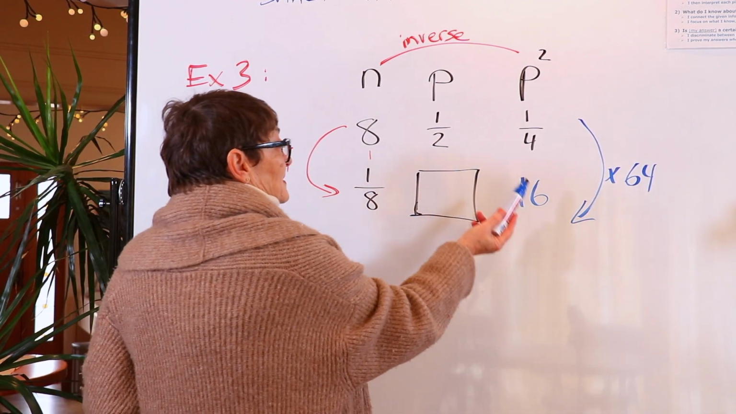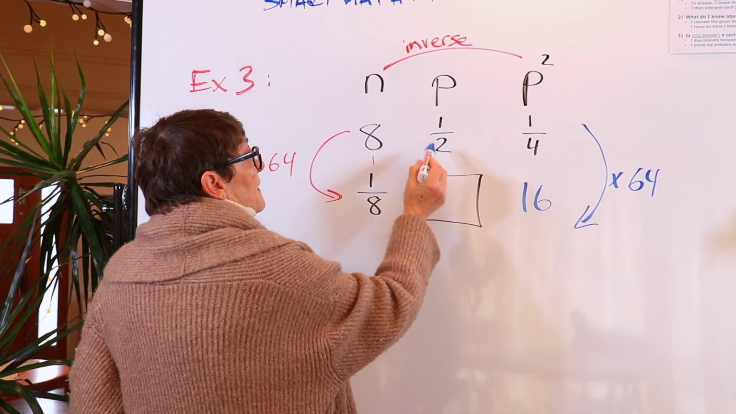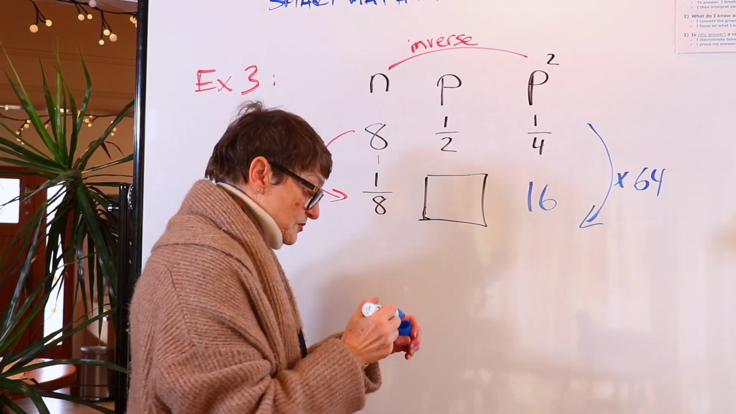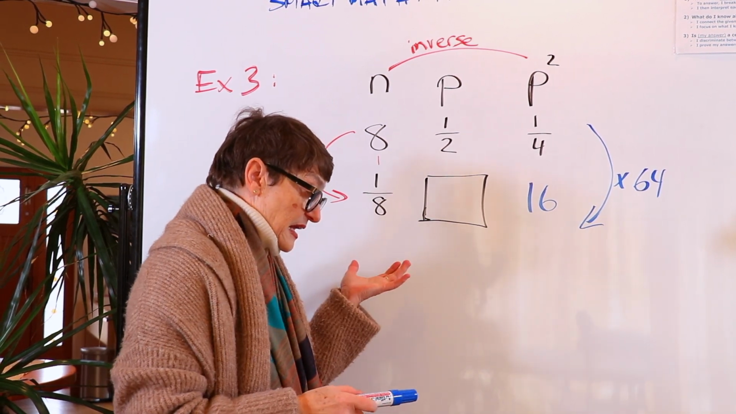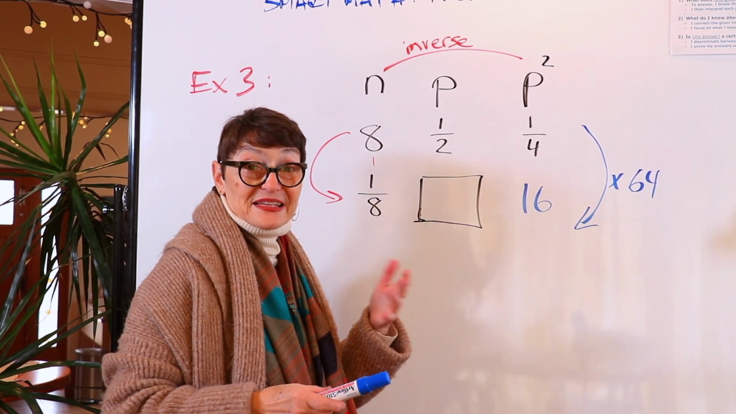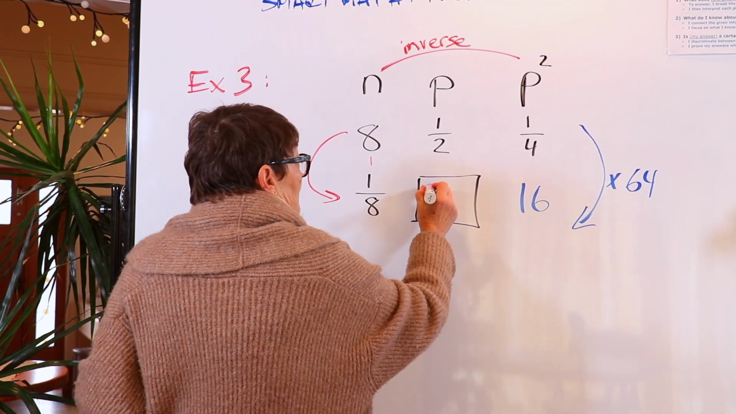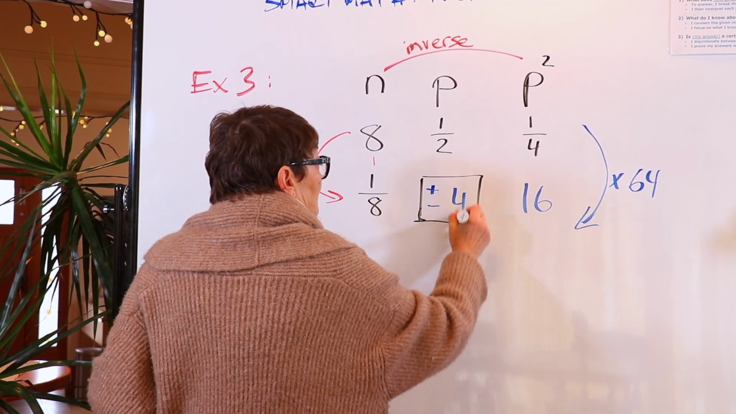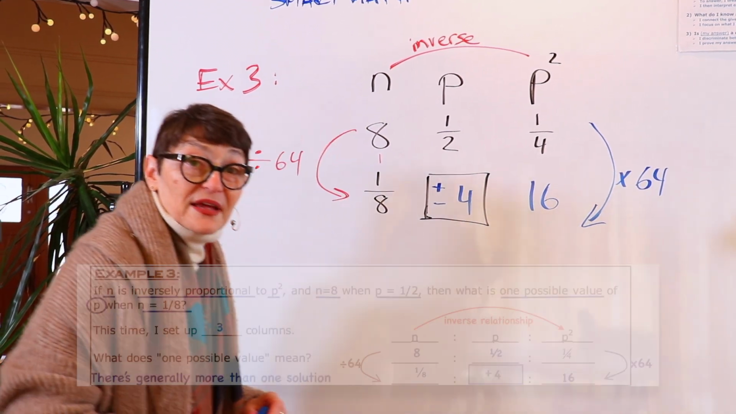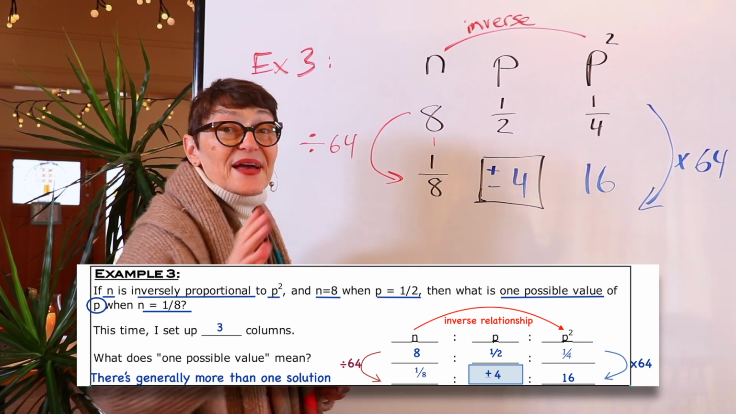But now I'm not done yet, because I need to now go from 16 to p, to the square root of that. So the square root of 16 can be positive or negative. And if you pay attention to the wording in this problem, it says what is one possible solution. That's because it can be positive or negative 4. So yeah, that was a bit more complex, wasn't it? But very doable if you do it one step at a time.